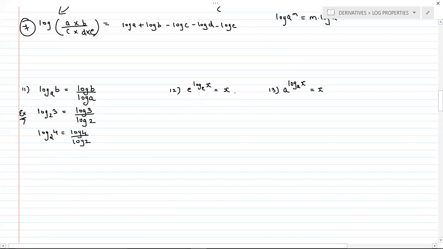The 12th and 13th look almost the same. Just here e is there and here it is a. As I told you in derivatives, e is a natural constant, and a is a constant. So a can be replaced by any other value, but e will be replaced by e only. E is the natural constant, so in place of e it will be e. But a is a constant.